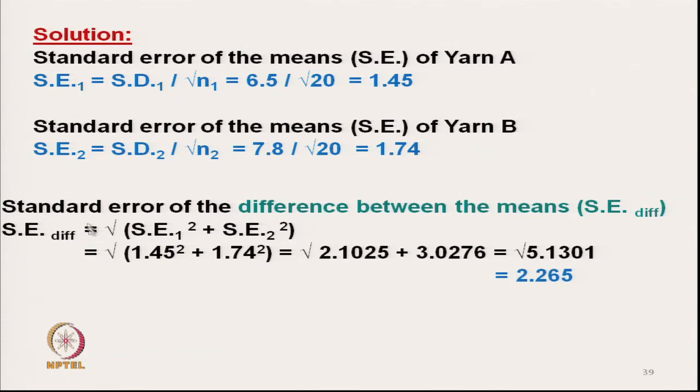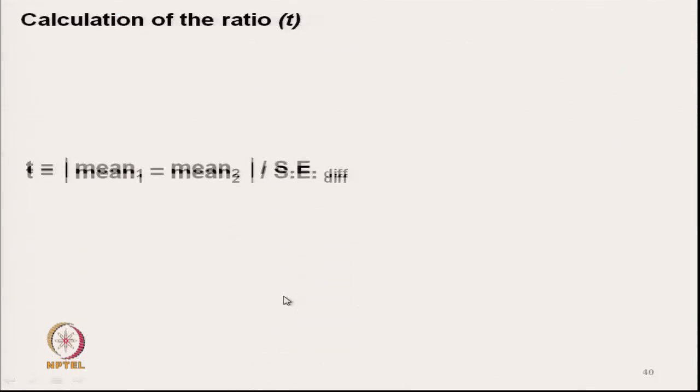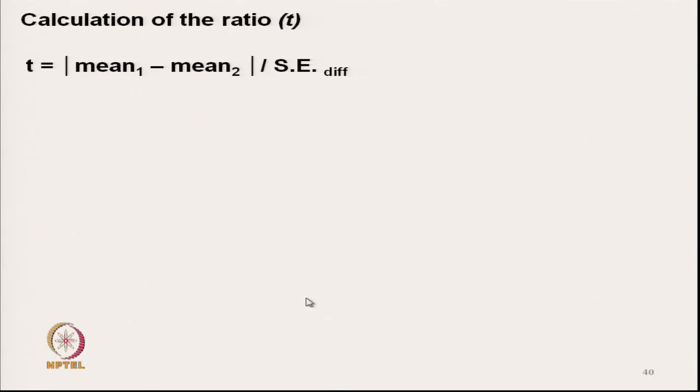Now, this standard error will be treated as a normal standard error, as we have done earlier. But here, as we have two standard errors and we want to understand the difference, we have to take the decision on the difference in mean. That is why we have to calculate the standard error of difference. SE difference has become 2.265, and this 2.265 is the standard error of difference, and we will treat it exactly in the same way. The only difference is that earlier we used the standard error, but here we are using the standard error of difference, because here we have two individual means.